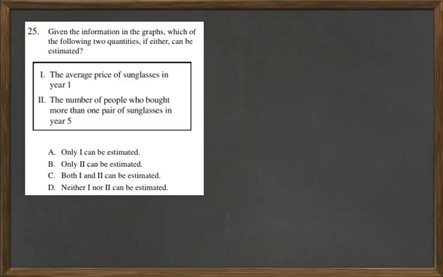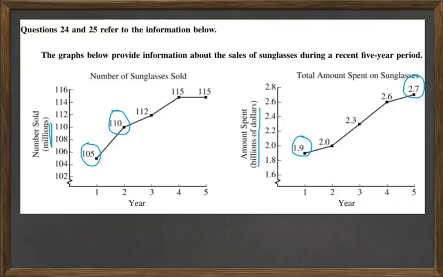And our final question of this series, given the information in the graphs, which of the following two quantities, if either, can be estimated? 1. The average price of sunglasses in year 1. 2. The number of people who bought more than one pair of sunglasses in year 5. So, average price of sunglasses in year 1.